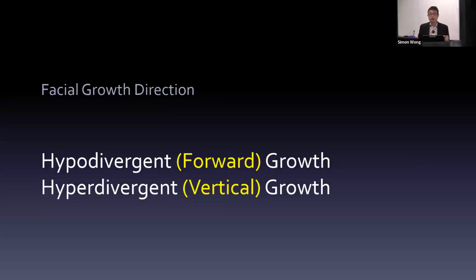We've got to determine, are we dealing with normal growth, hypodivergent growth, or hyperdivergent growth? Normal growth allows the two jaws to grow in harmony where they match up at the end of growth. Hypo and hyperdivergence is where the two jaws are growing completely in different directions, either converging or diverging excessively.